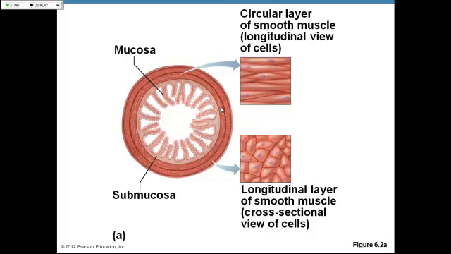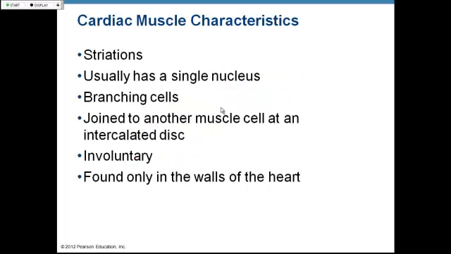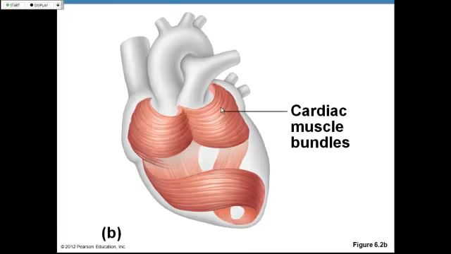Cardiac muscles have striations, a single nucleus, branching cells joined to another muscle cell at an intercalated disc, under involuntary control, found only in the walls of the heart. So this is showing us bands of cardiac cells in the upper part of the heart and in the lower part of the heart. We'll spend more time talking about that when we get to the cardiovascular system.